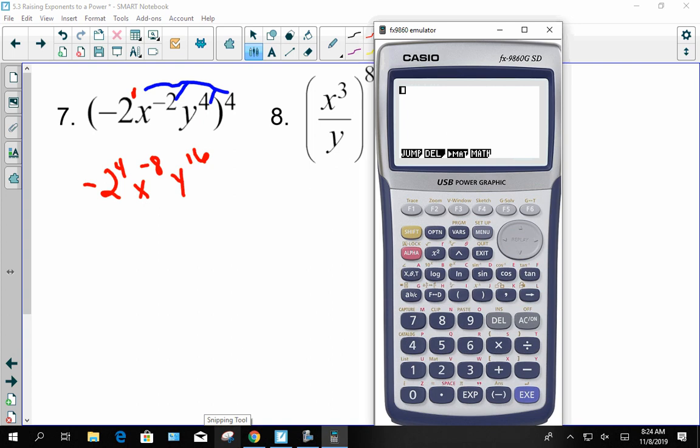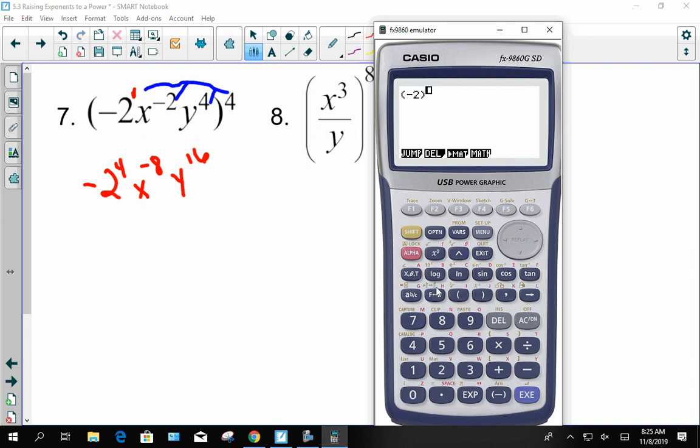How many of you already put this into the calculator? Negative 2 to the fourth power. Nobody. Good. Please put that into the calculator. Negative 2 to the fourth power. What do you get? If you got negative 16, you got the wrong answer because you don't listen to what I say. Whenever you raise something to a power, you have to put it in parentheses.